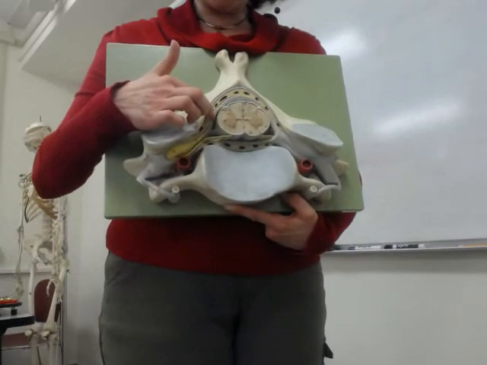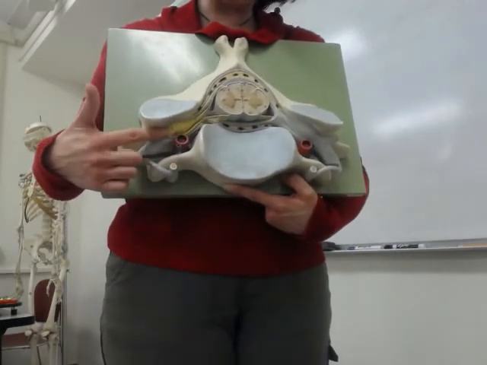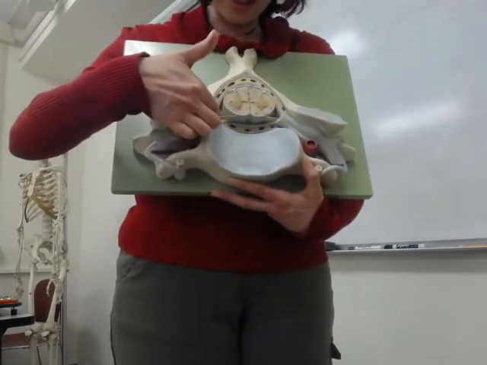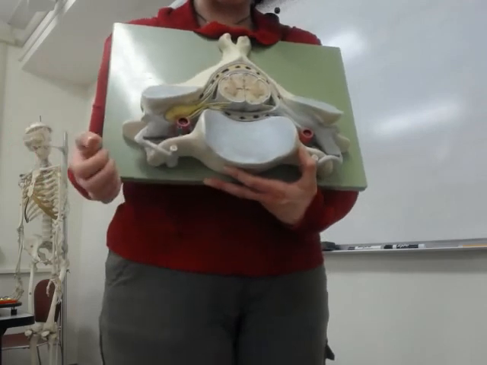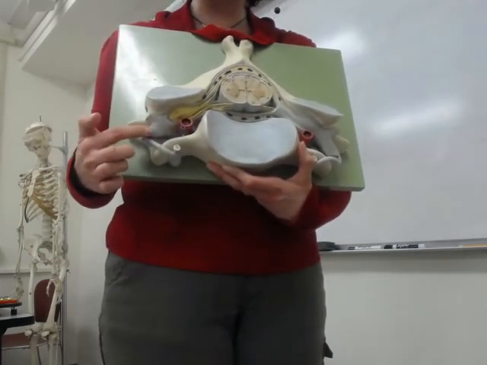In conjunction with the horns, we have our posterior root, which leads out to our posterior root ganglion, this big bulge here. And then we have our anterior root running underneath. The two combined will be considered the spinal nerve.